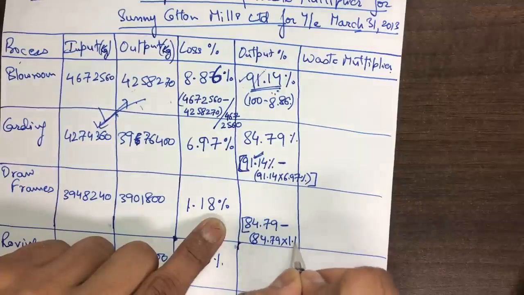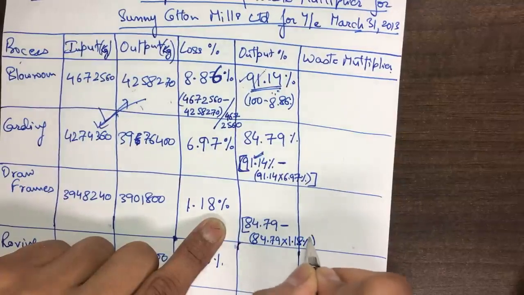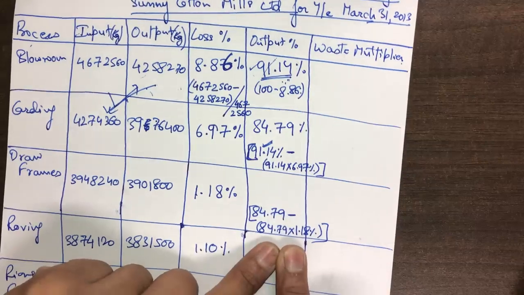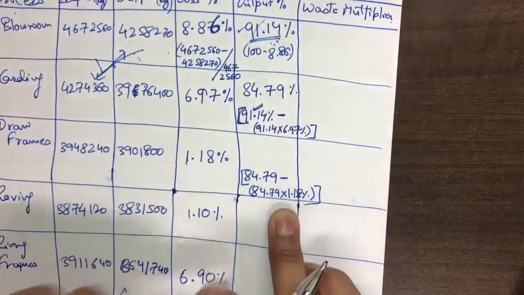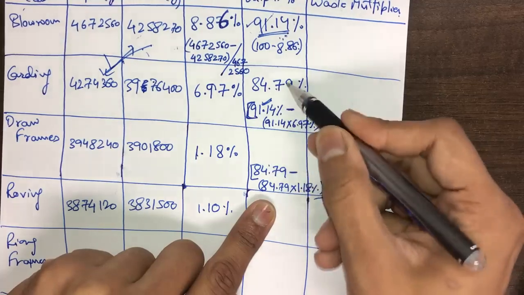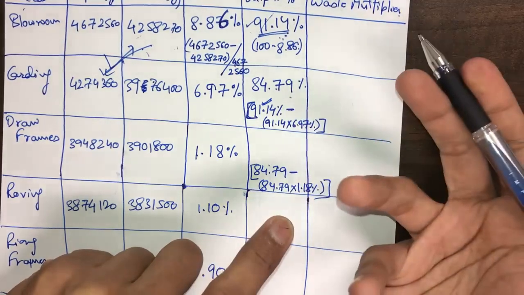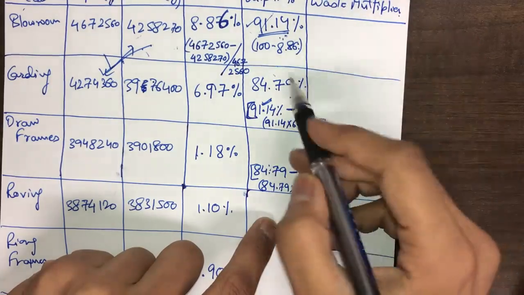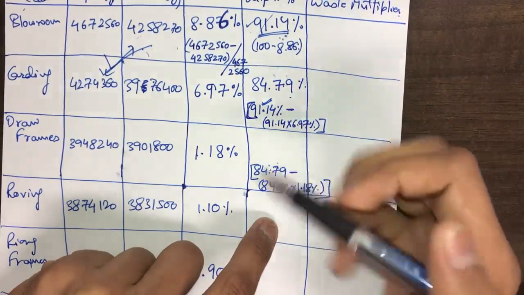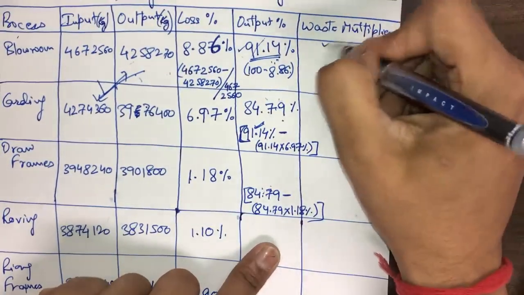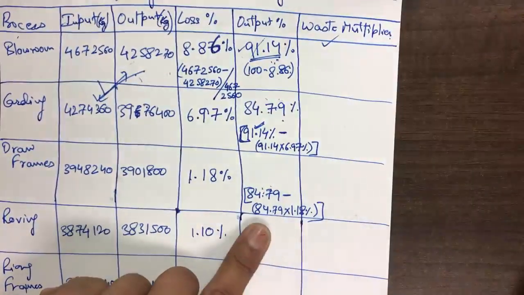Now I'll repeat the same method in the third process as well. 84.79 multiplied by 1.18%. Are you getting what I'm doing? Is it clear? Yes sir, it is clear. I'm just making the input and output of two processes equal. By making input and output of two processes equal, the output of each process is comparable. If it becomes comparable, the waste multiplier can be easily computed.